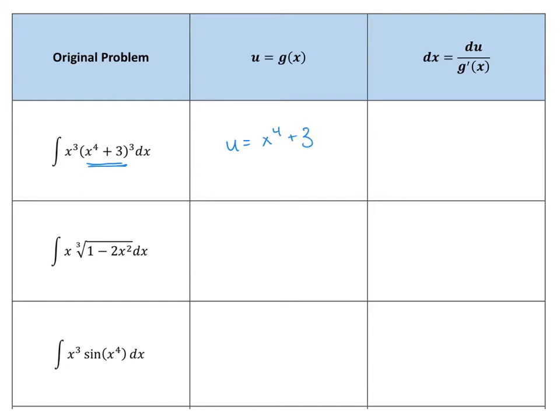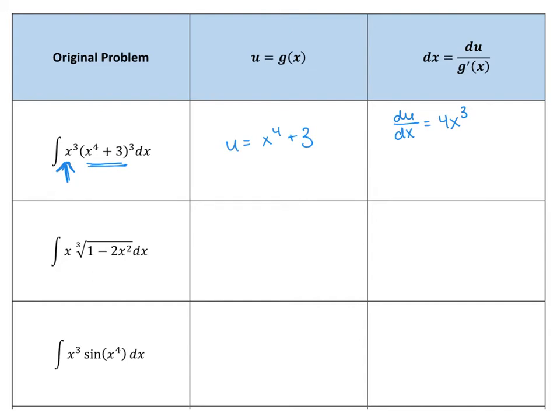Notice now we have something extra in the original problem. So I also have an x cubed in the original problem. We're going to find that that's going to be part of g prime. So if u is our g of x, if u is x to the fourth plus 3, and I take its derivative, so I'm going to do that over here on the side. So I have u equals x to the fourth plus 3. So du dx, the derivative of u, is 4x cubed. Notice that 4x cubed is a multiple of this extra piece that we had in the original problem. And that's going to be pretty common.